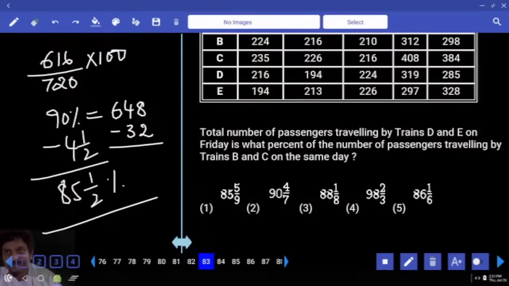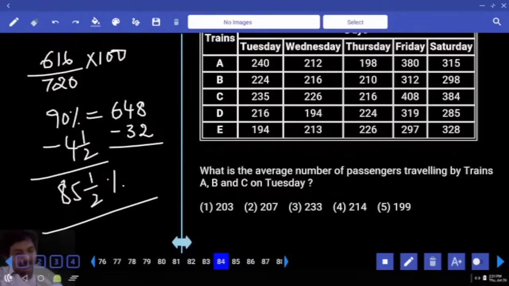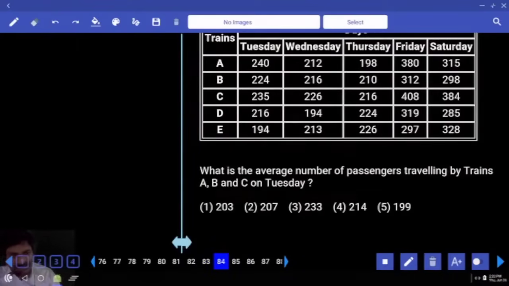Got it? What is the average number of passengers traveling by trains ABC on Tuesday? ABC on Tuesday, correct? Can we verify last digit verification? No. Why?